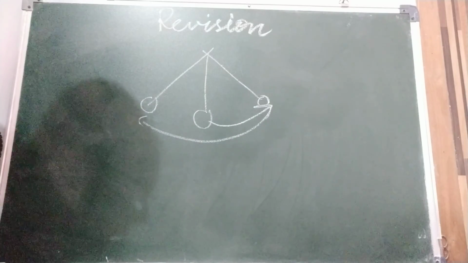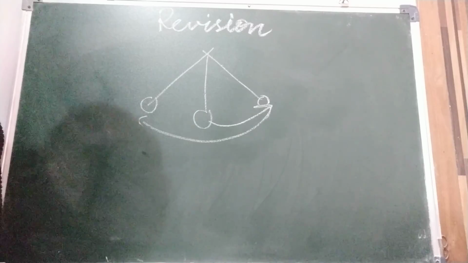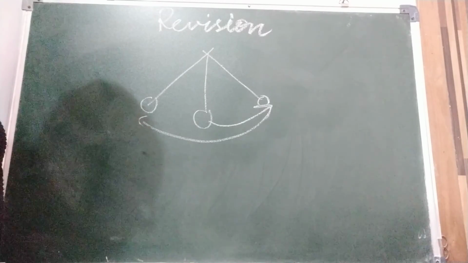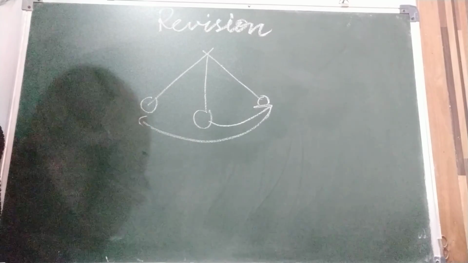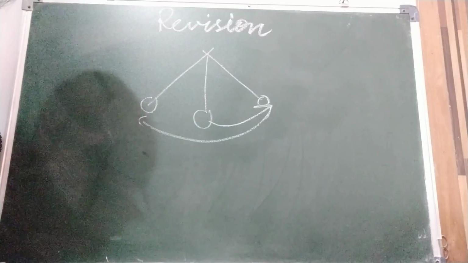What is time period? The time taken by the pendulum for one oscillation is called the time period of the pendulum. What is frequency? The number of oscillations per second is called the frequency of oscillation.